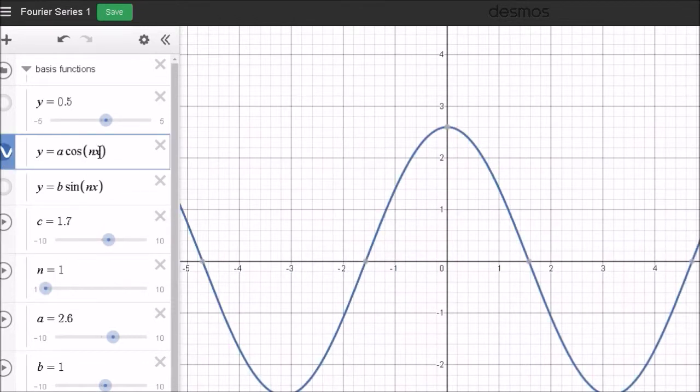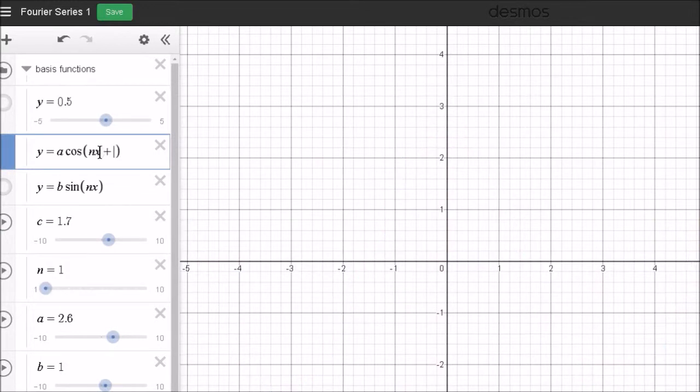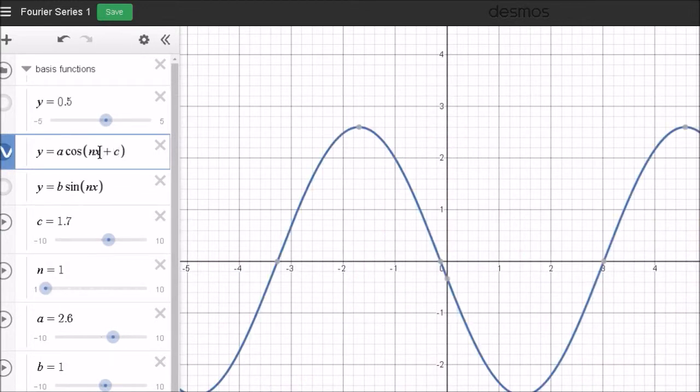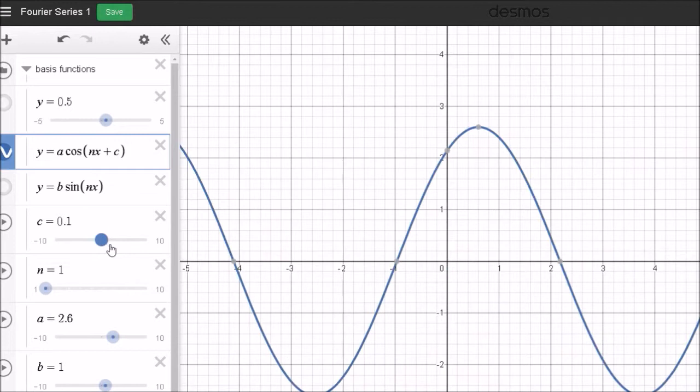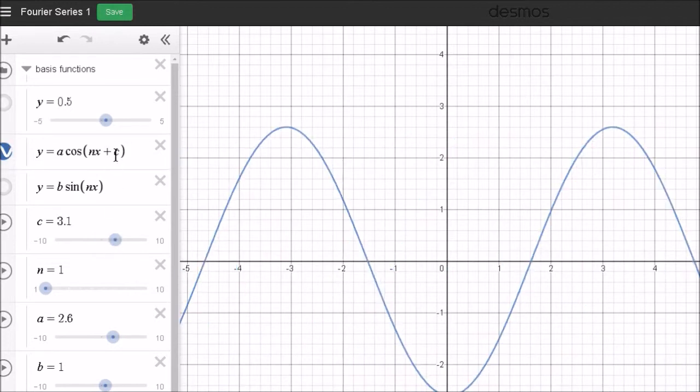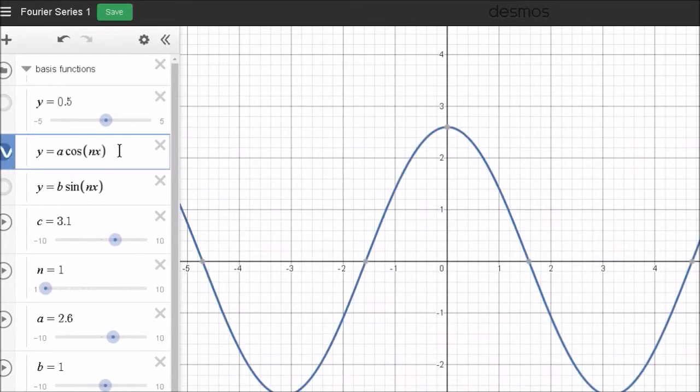Now there's one other way you can change these functions. You can change it by adding on a phase shift, and I'll just show you the phase shift just now. You can adjust the phase, it just moves it left and right. But as I said, whenever we're doing our Fourier series, the phase remains fixed.